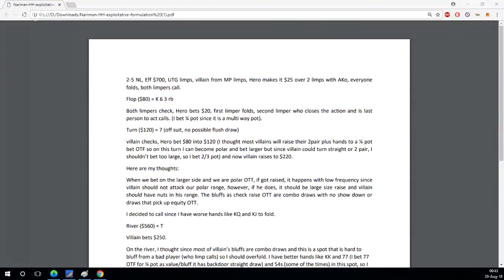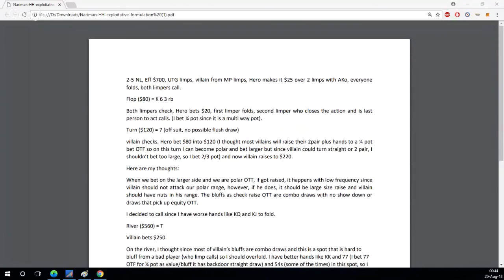I chose this for two reasons. The first reason, I thought he's capped, so I can go for a larger size. The second one, I thought the turn improved his range, so I cannot go too large. And now he check-raises the turn to 220. So at this point, this is what came to my mind. If we bet on the larger side, we are polar.